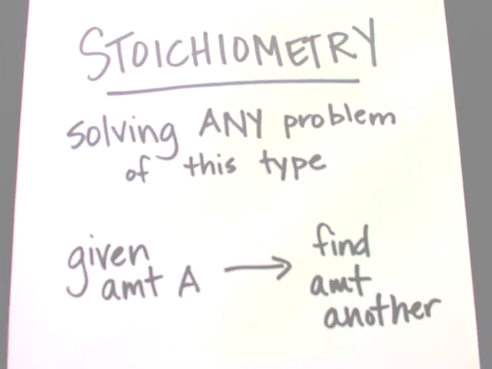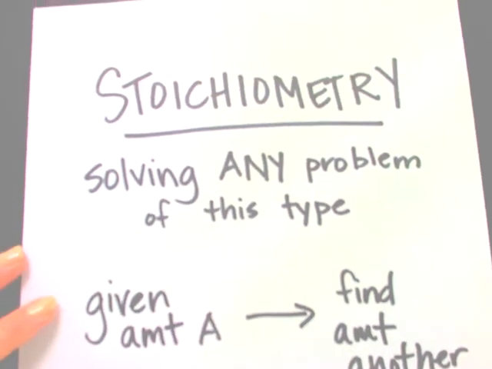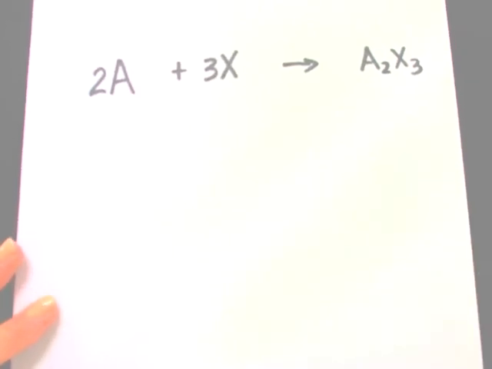So it doesn't really matter whether this initial substance is a reactant or a product, and it doesn't matter whether you're trying to find an amount of reactant or product. All of these problems are solved similarly. So we're going to start with a generic reaction. This is not a real reaction.